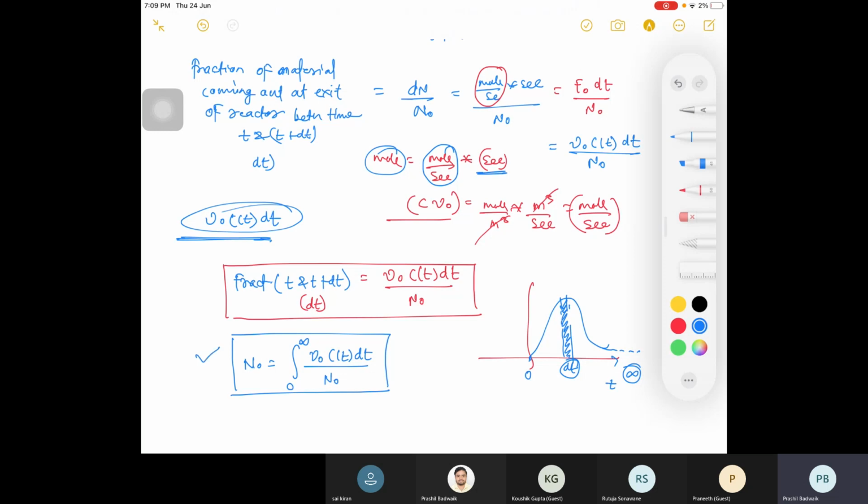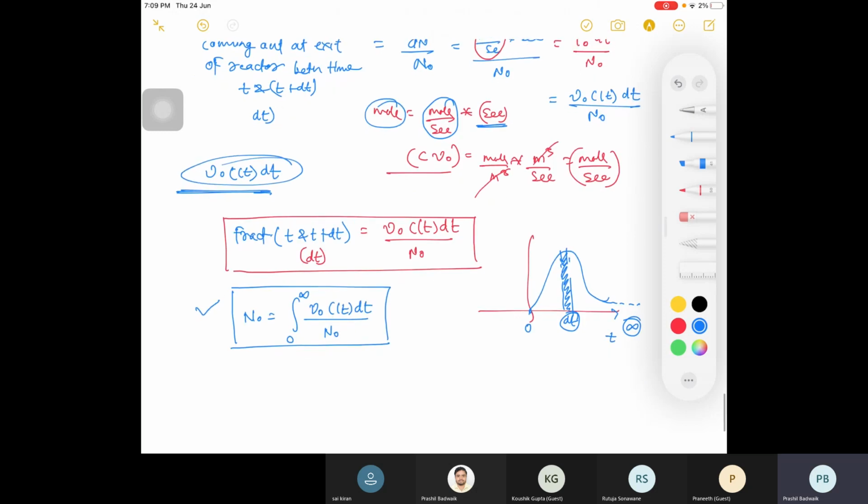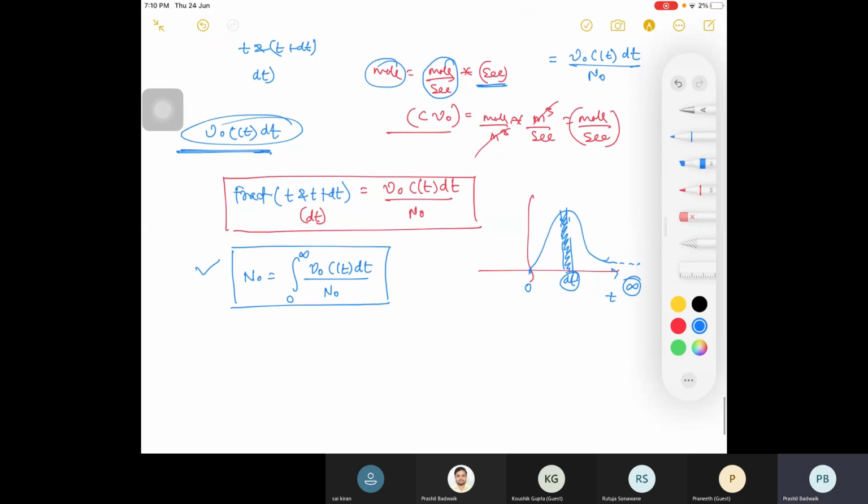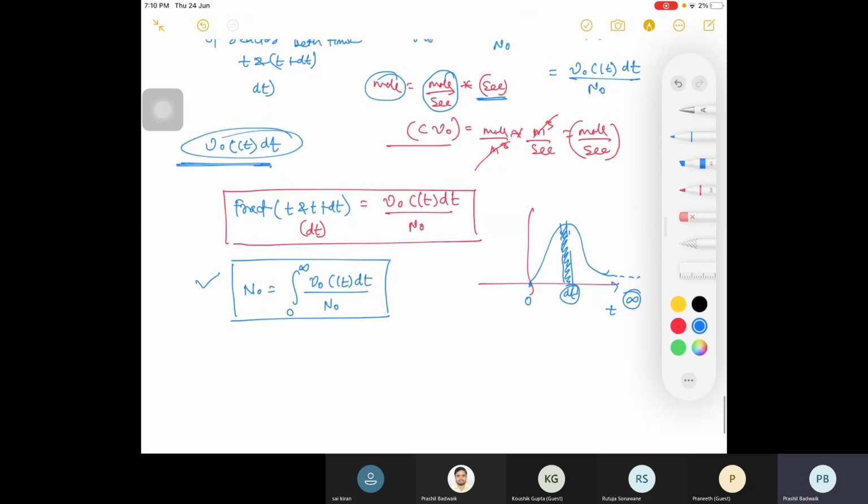So the total material that has been injected, you can calculate using your concentration profile and volumetric flow rate by integrating over time from 0 to infinity. This is just the basics. This is your n naught. We calculated n naught. Then you know what your fraction of material is. So the fraction of material can now be written as this quantity.